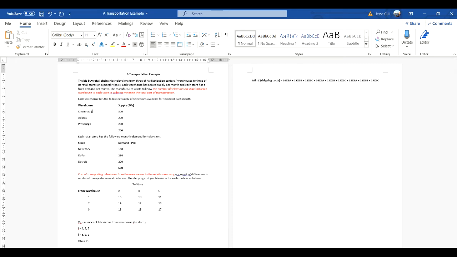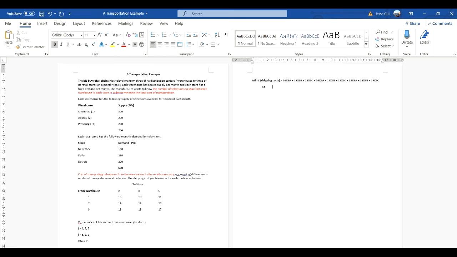Let's add a number here. 1. Warehouse number 2, Atlanta. 2. Warehouse number 3, Pittsburgh. 3. So our first constraint, let's call it, as always, C1, and this is where we're going to represent our constraint for warehouse number 1. We know that 300 televisions only are possible. So how do we show that?